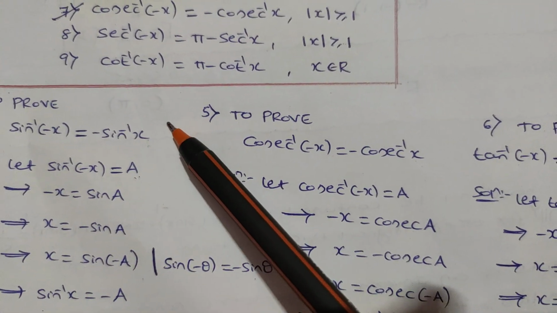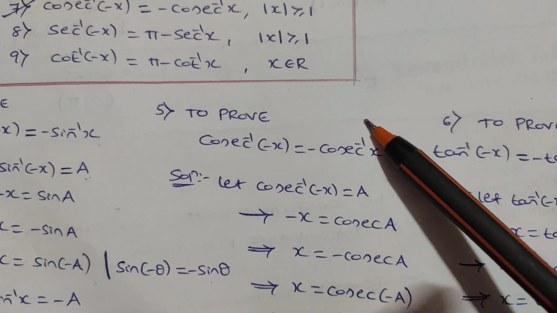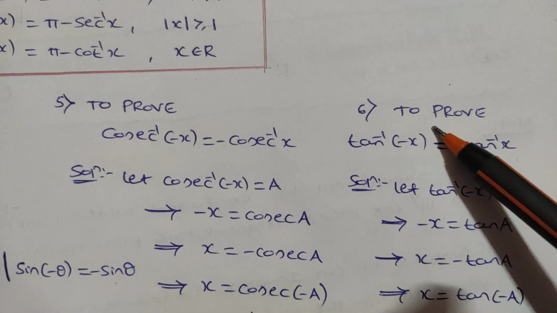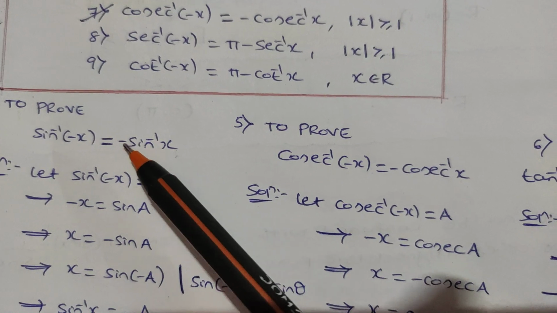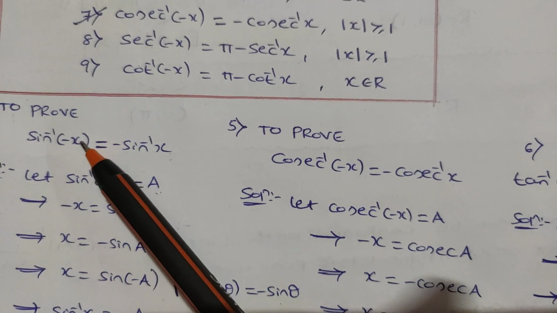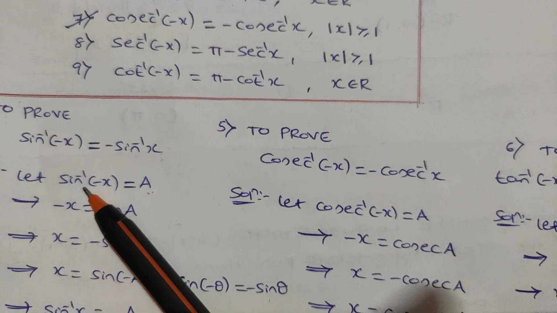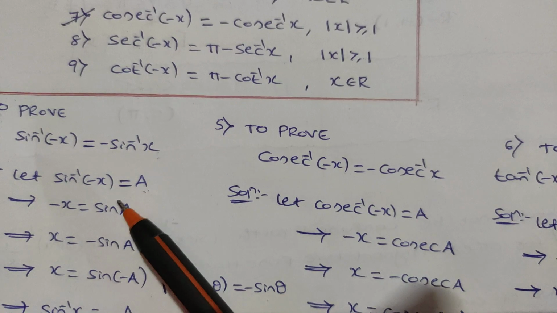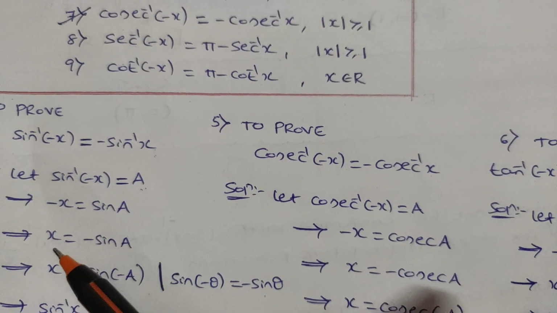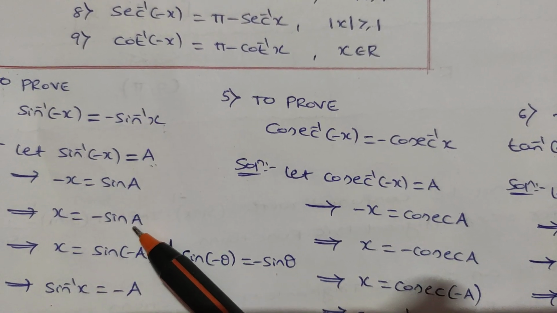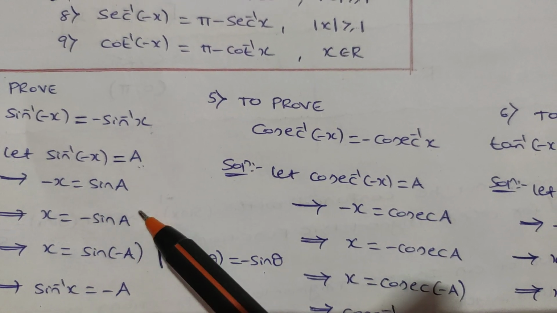Sine inverse of minus x is equals to minus sine inverse of x. Cosecant inverse of minus x is equals to minus cosecant inverse of x. Tan inverse of minus x is equals to minus tan inverse of x. For proving these results, consider LHS term as a, and consider inverse trigonometric term towards right side. It takes the value of trigonometry. Therefore minus x value will be sin a, and x value will be minus of sin a, that is multiplying negative sign on both sides.